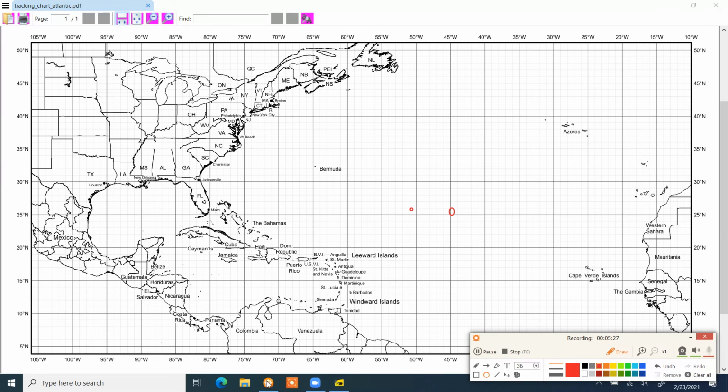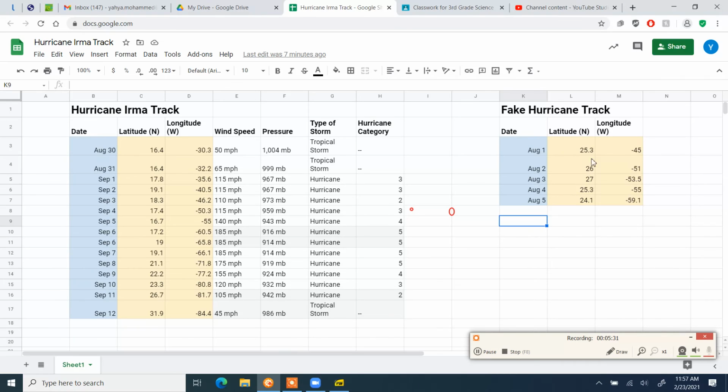So here's what I'm going to do. I'm going to plot all these points, and then you have to connect them all together with a line. You're going to use these ones over here, so you have a lot more points to do. You're going to put all these points on the map, and then here's what you're going to do.